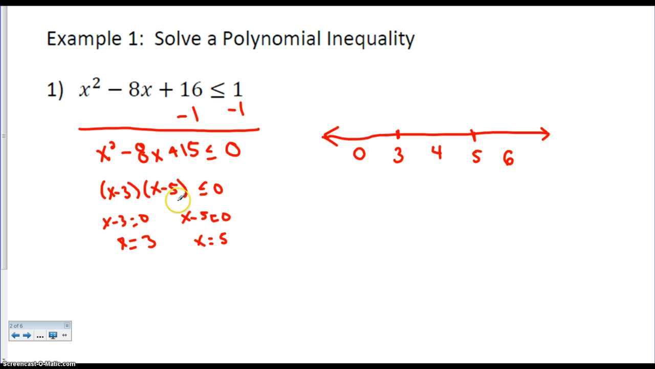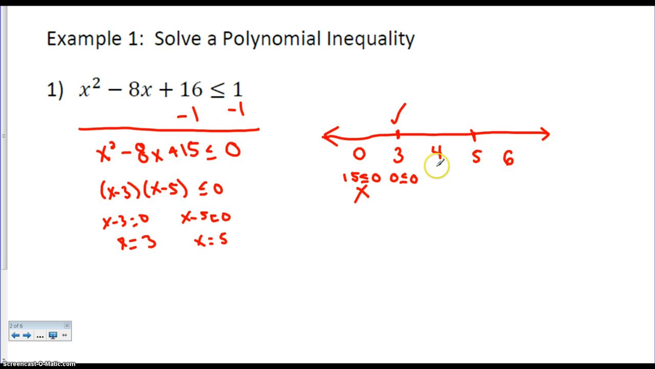So when I plug 0 into this inequality, I get 15. Is 15 less than or equal to 0? No, so it's not true. Now I'm going to plug 3 into this equation, and I've already done this. When I plug 3 into this inequality, I get 0. Is 0 less than or equal to 0? Yes. So I know that this is part of my inequality.